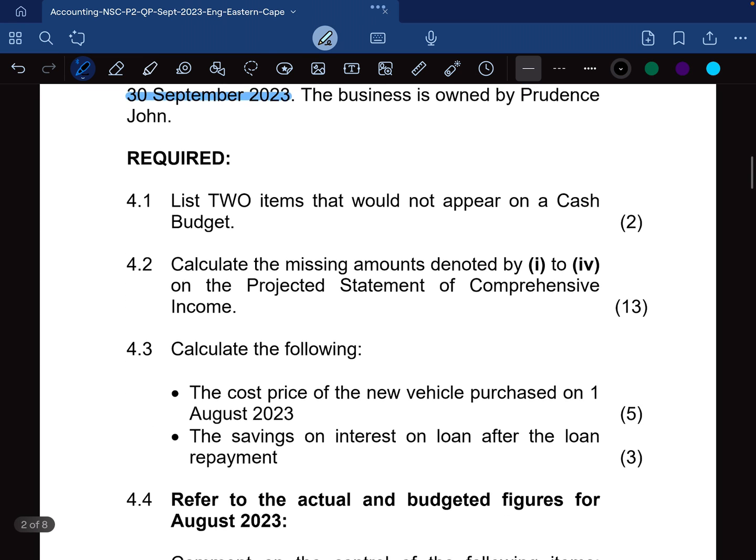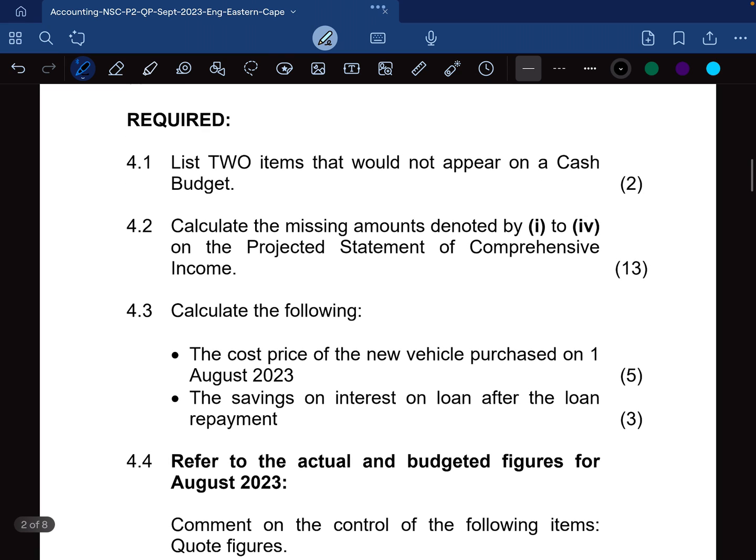So the first question, we are required to list two items that would not appear on a cash budget. The keyword here is cash. So something that would not appear in a cash budget is a non-cash item. If an item is non-cash, it means that there isn't going to be any cash outflow or cash inflow, the likes of depreciation, trading stock surplus or deficit.